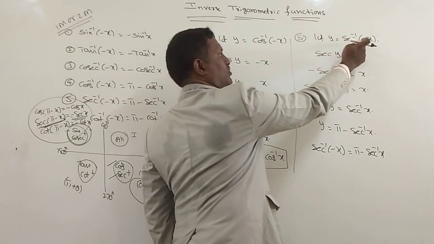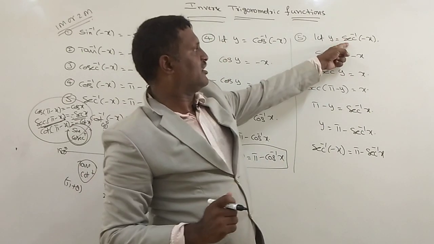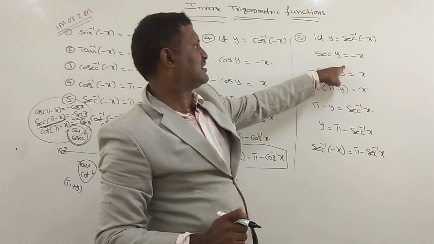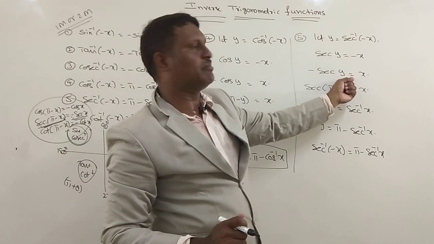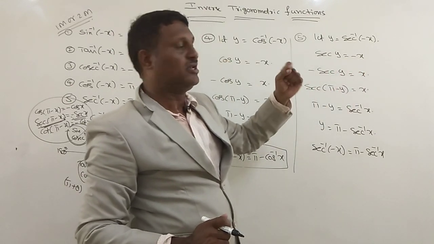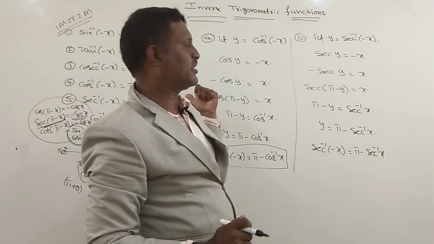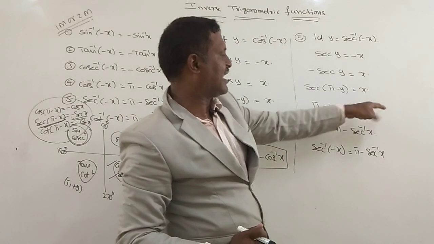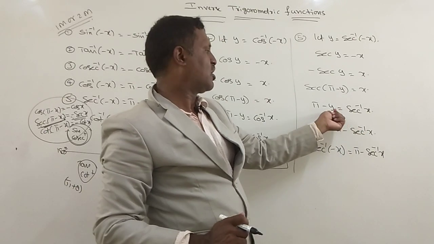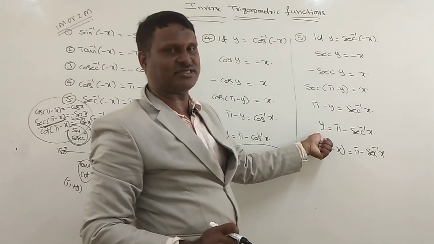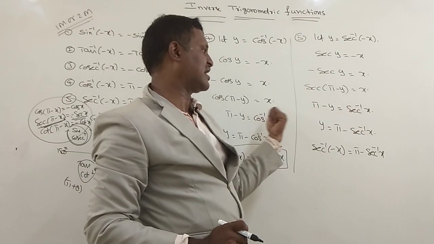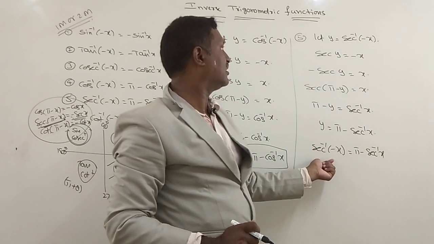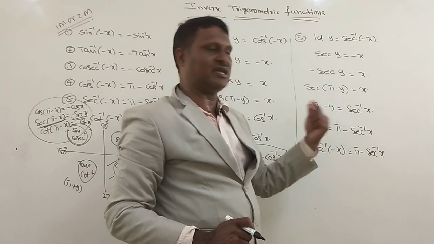First I took y is equal to secant inverse of minus x. Take the other side: secant y is equal to minus x. Multiply by minus sign: minus secant y equals x. Now minus secant y, using the second quadrant, we can write secant of pi minus y. Take the secant to the other side, you will get secant inverse x. Minus y on that side becomes plus y, and secant inverse x on this side becomes minus secant inverse x. So y is secant inverse of minus x, equal to pi minus secant inverse x.